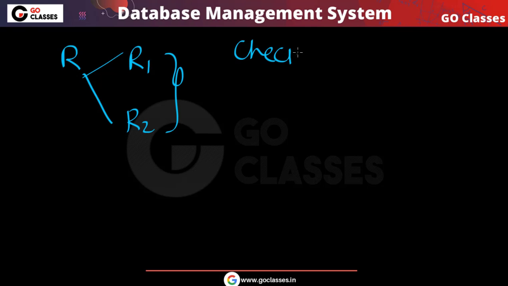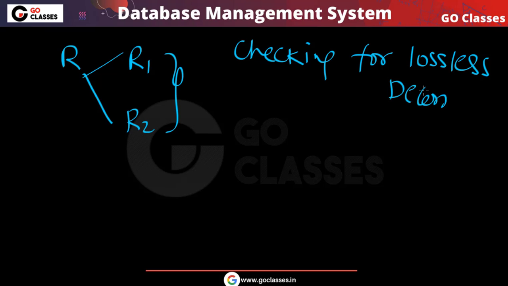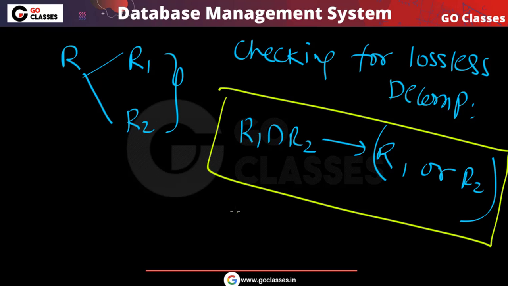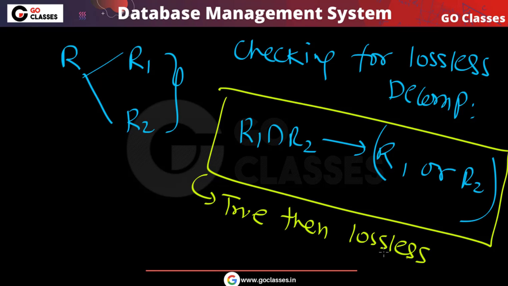Now, checking for lossless decomposition is very simple. All you have to do is find the common set of attributes, meaning find R1 intersection R2, and check: is it a super key in R1 or R2? All you have to do is just check this. If this is true, then I can say lossless, else it will be lossy.